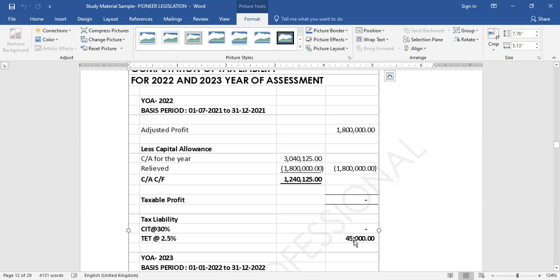That means in the first year of the post-pioneer period, the company will not pay company income tax. They will only pay education tax of 45,000. Why did they not pay income tax? Because there is no total profit or taxable profit available because of capital allowance.